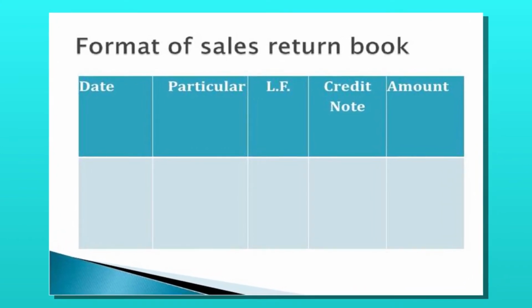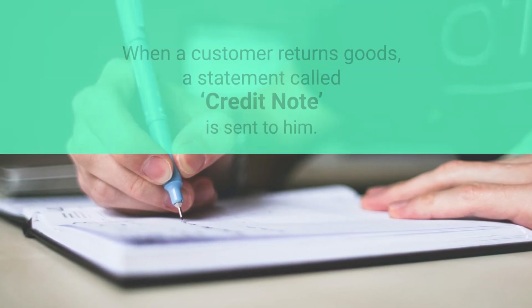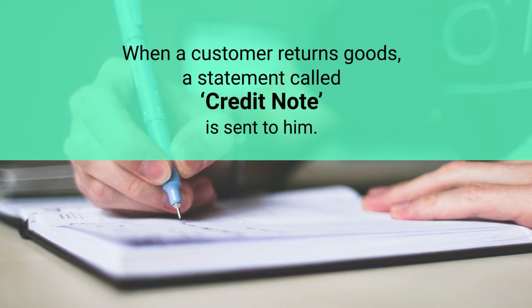The date column is there, then particulars. In this column the detail of the business transaction is written, then LF, that is ledger folio, then the credit note number, and then the amount. So this is the format of the sales return journal. Credit note. When a customer returns the goods, a statement called credit note is sent to him.